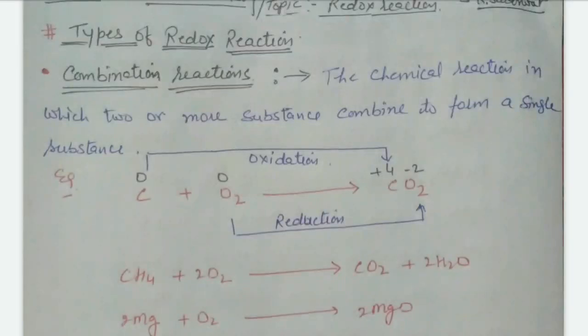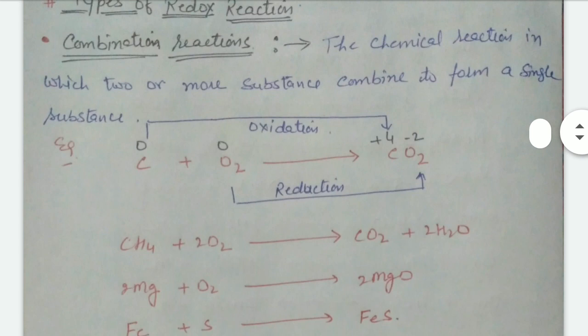Hello students, today we are going to discuss types of redox reaction. The first type of redox reaction is combination reaction. The chemical reaction in which two or more substances combine to form a single substance is called a combination reaction. It means two or more reactants combine to form a single product.